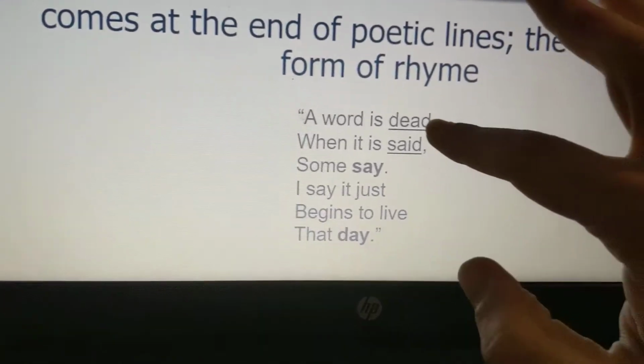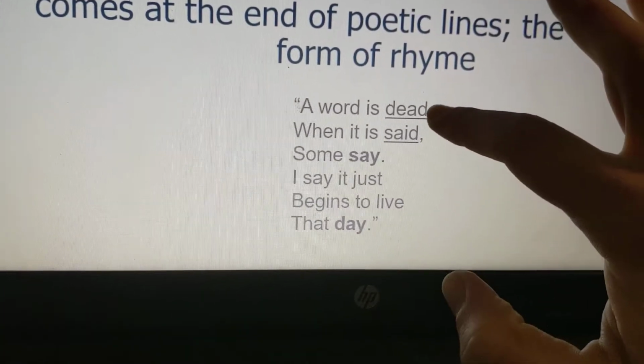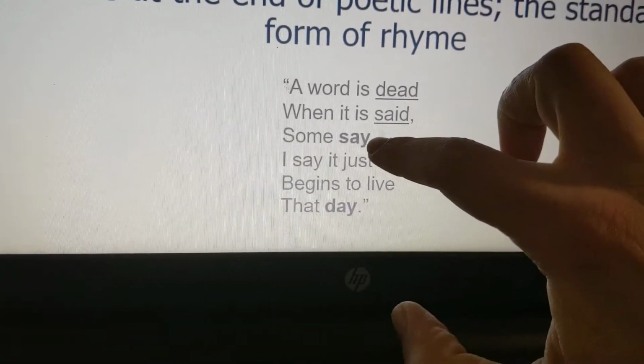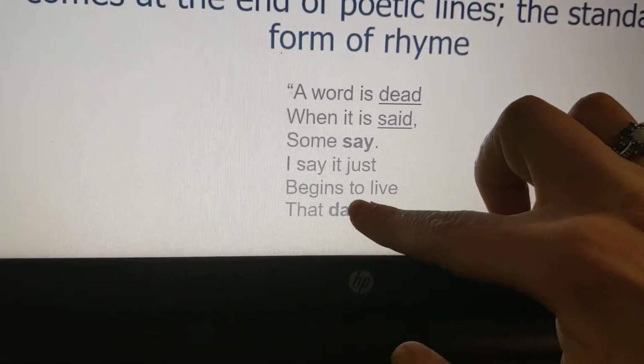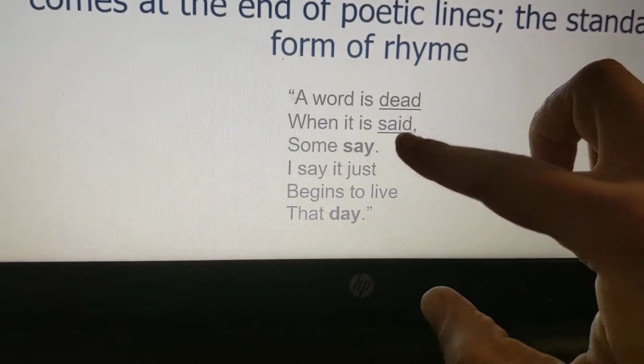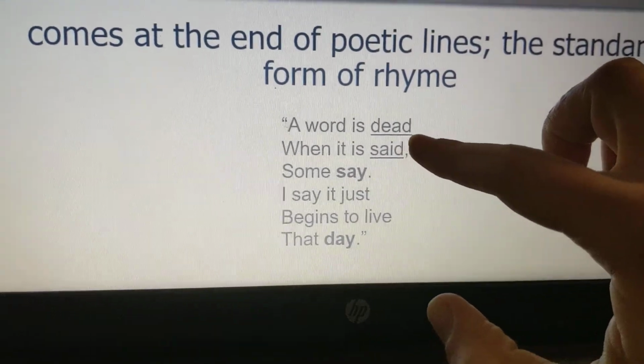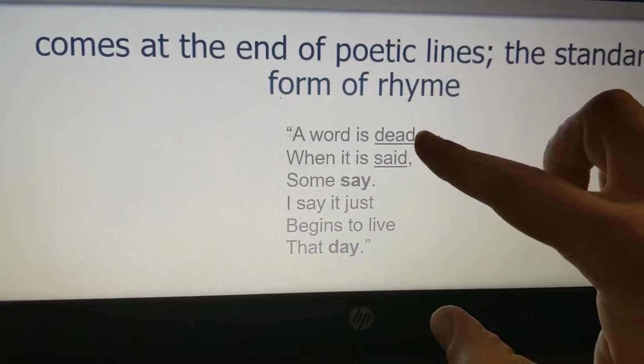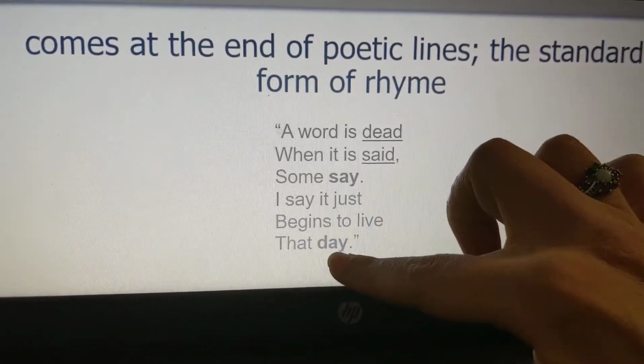So we have dead and said. End rhyme right there. Dead rhymes with said. Each word at the end of a line of poetry rhymes. Same thing with say and day. So that is end rhyme, the most common form in poetry. Oh, that would be a great test question, so keep that in mind. So dead, said, say, day.